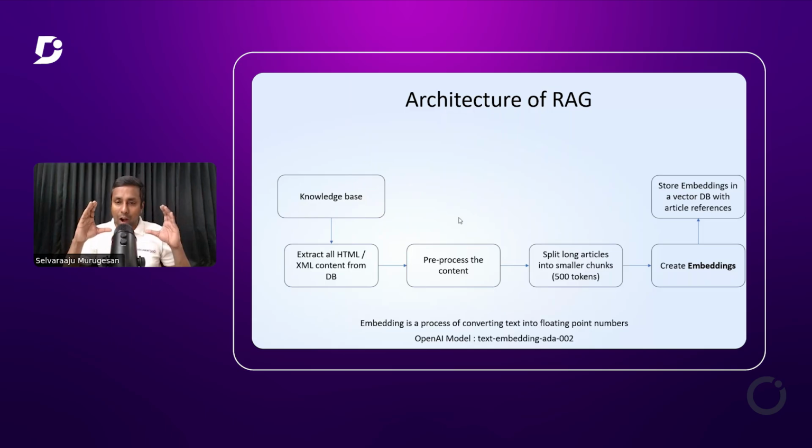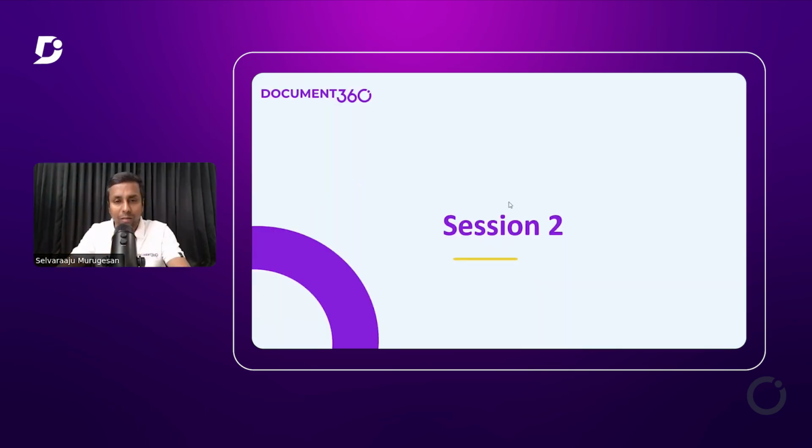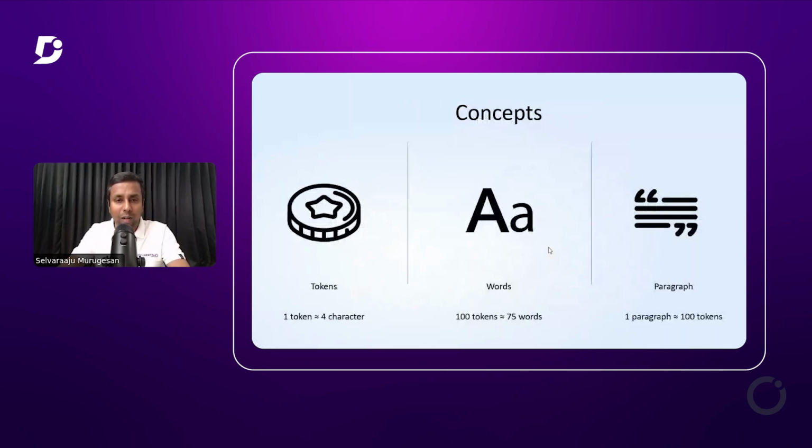So basically, they take your article and they split the article into smaller chunks. So every 500 tokens, they chunk. Okay, very simple. Again, I talked about tokens. 100 tokens is about 75 words.